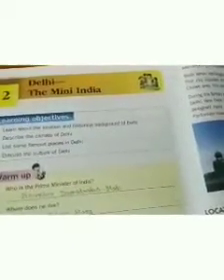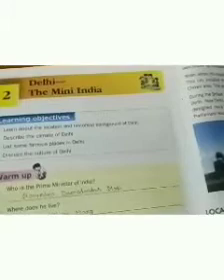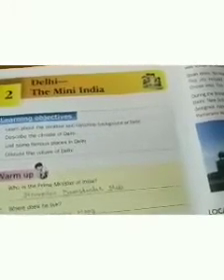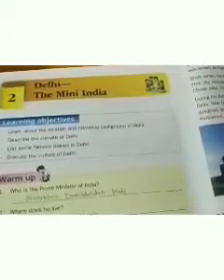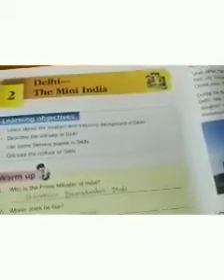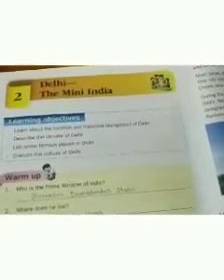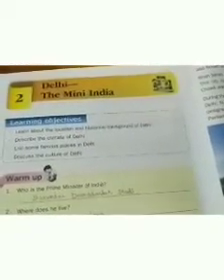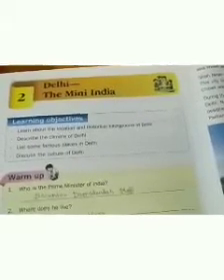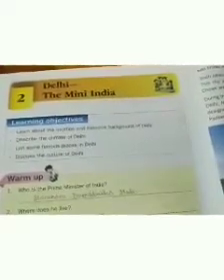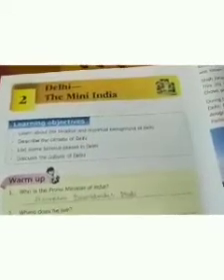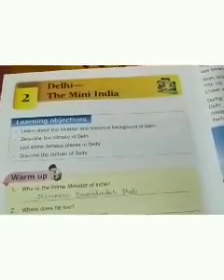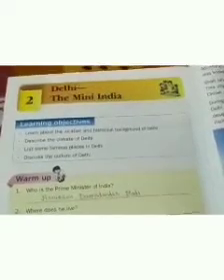Good morning, students. So, today we are studying a new chapter from Social Studies. That is chapter number 2, Delhi, the Mini India. So, it means that Delhi represents the smaller version of India. So, why do we call this? Because Delhi is the heart of India. We can show our cultural diversity and heritage of our country, and it is the capital of India.